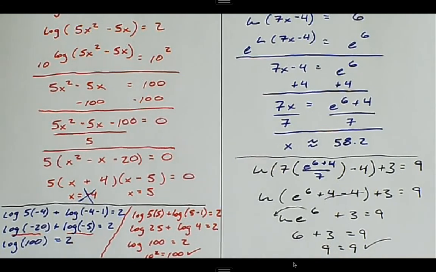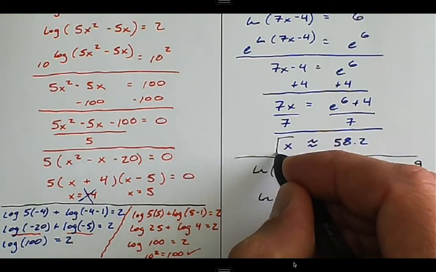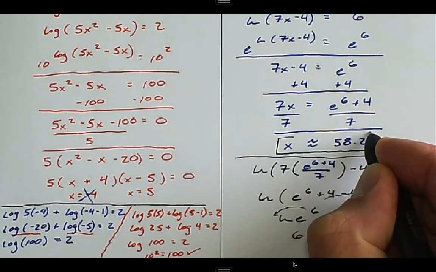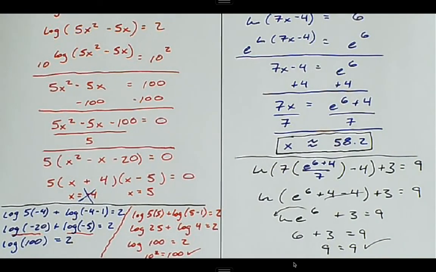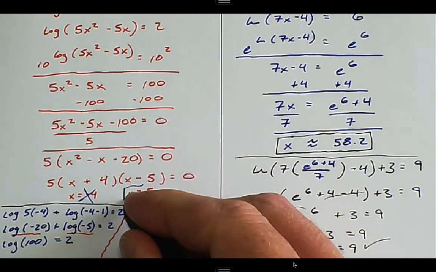So that one does work. X is about equal to 58.2 is the solution here, and x is equal to 5 is the solution for the other one.